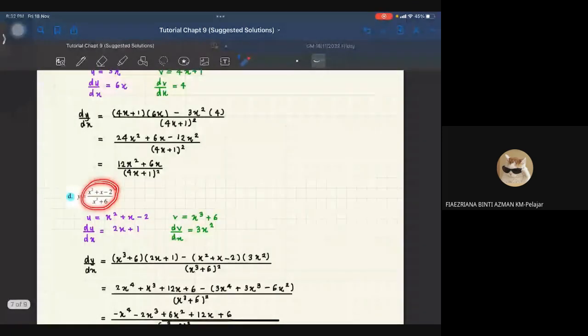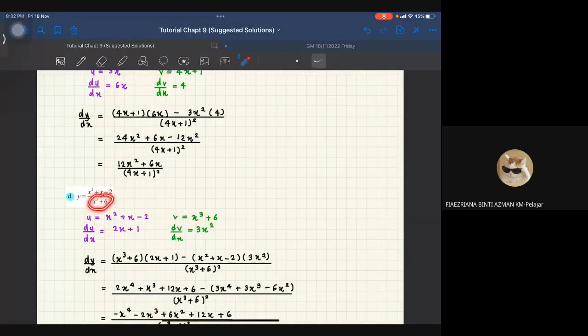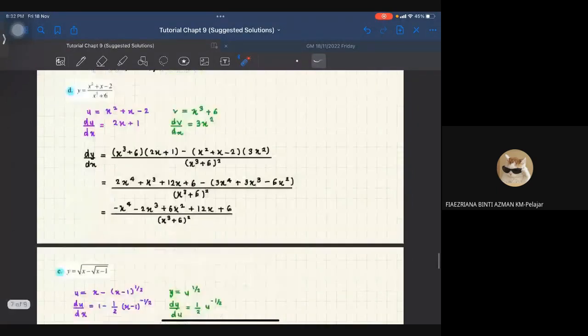This one pun sama juga. Ni contoh yang saya cakap tadi. Kita tak boleh nak pecahkan dia punya denominator, sebab denominator dia ada dua benda. Dia ada dua term, x cube plus 6. Kalau lah contohnya dia ada x cube sahaja, okay, so I advise you to just split this function. Splitkan sahaja. Tapi kalau nak gunakan quotient rule pun boleh, tak ada masalah. Right, so that is for D.